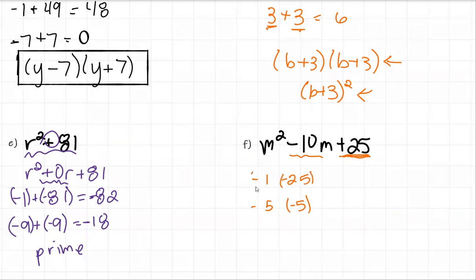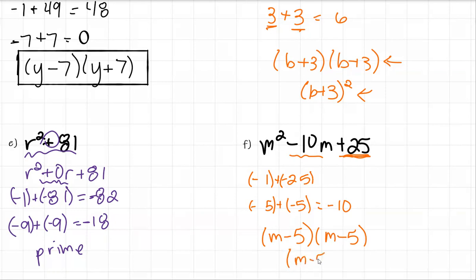Okay, so when we add these pairs together, which one gives us -10? Well, this one, of course, -5 plus -5. So that means that our factors are m minus 5 and m minus 5. Kind of like this one with the b squared plus 6b plus 9, I can rewrite this if I wanted to as m minus 5 squared. All right, either one works.